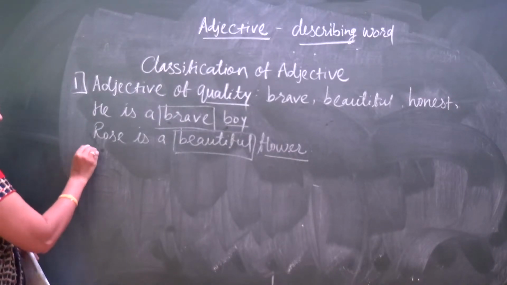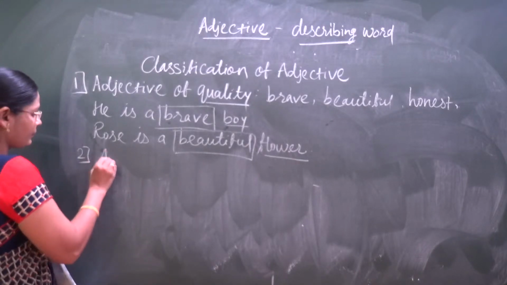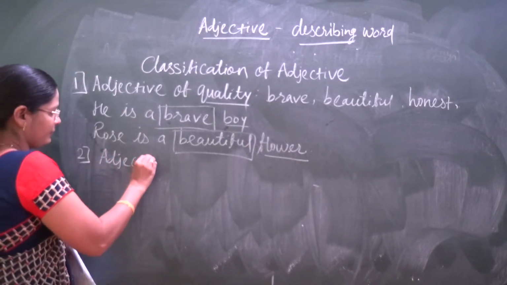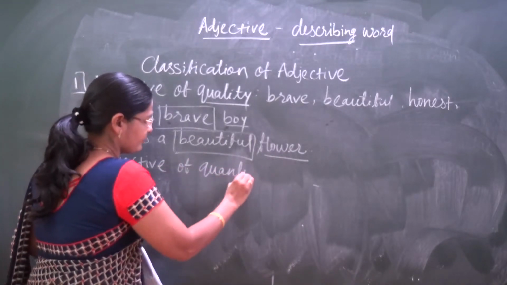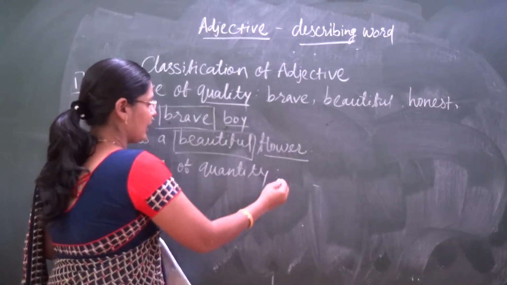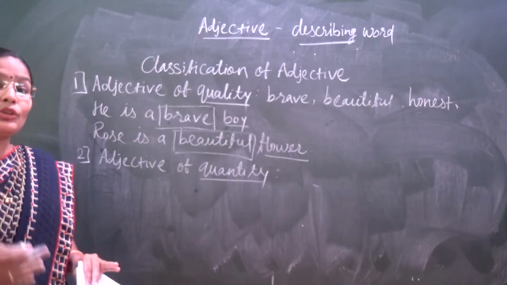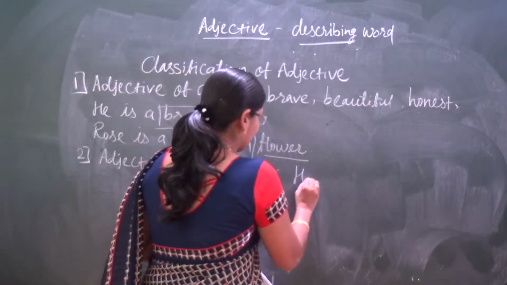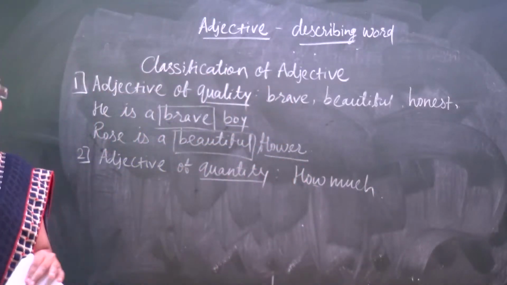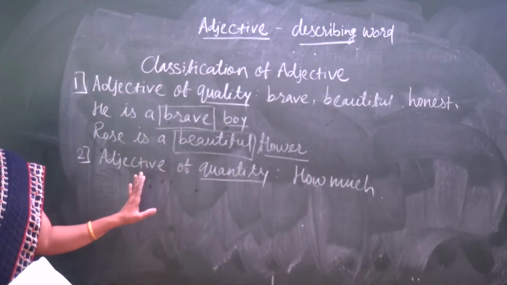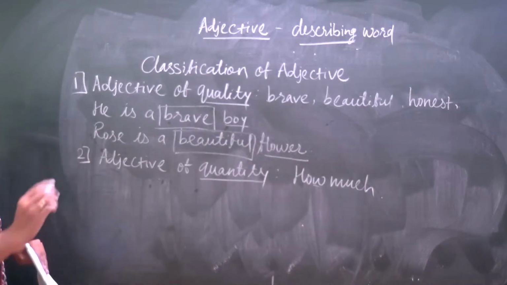Our second type of adjective is adjective of quantity. The quantity words show how much. What is the quantity of the thing? And it is particularly used for things, not for persons. Adjective of quantity shows how much.